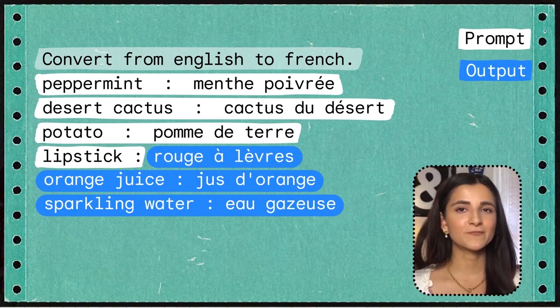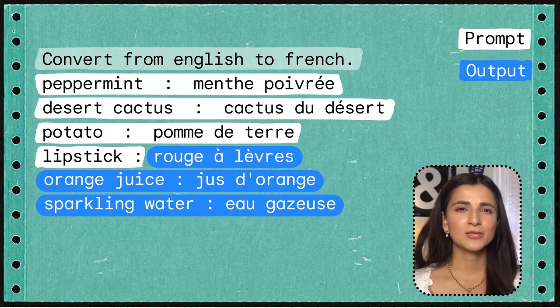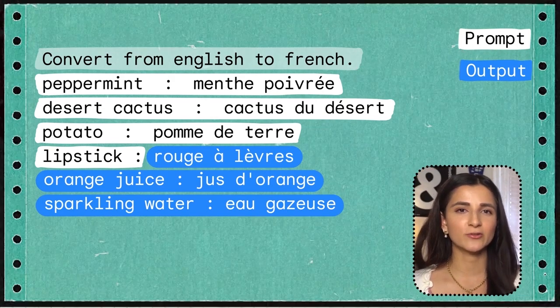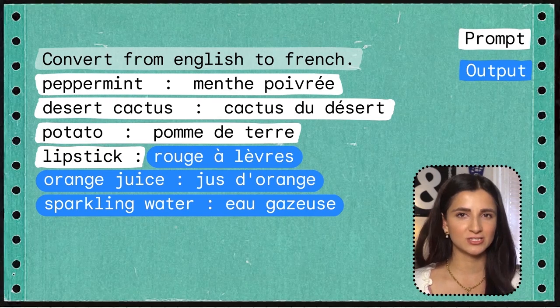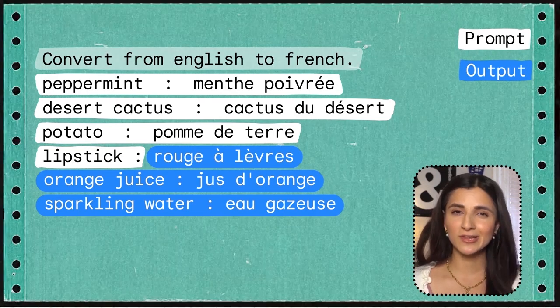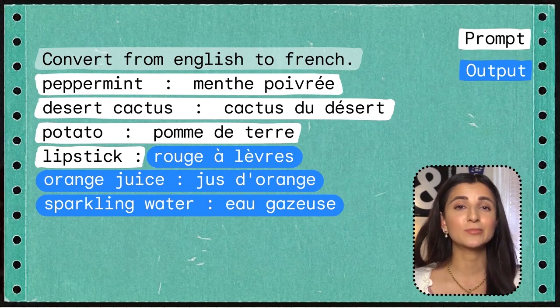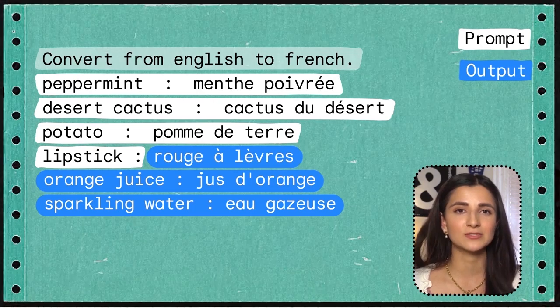The model did provide a French translation of lipstick, but you might notice that it went on to generate all these additional English-French translation pairs. This might seem a little unexpected, but the LLM is just completing the pattern that we gave it in the prompt.